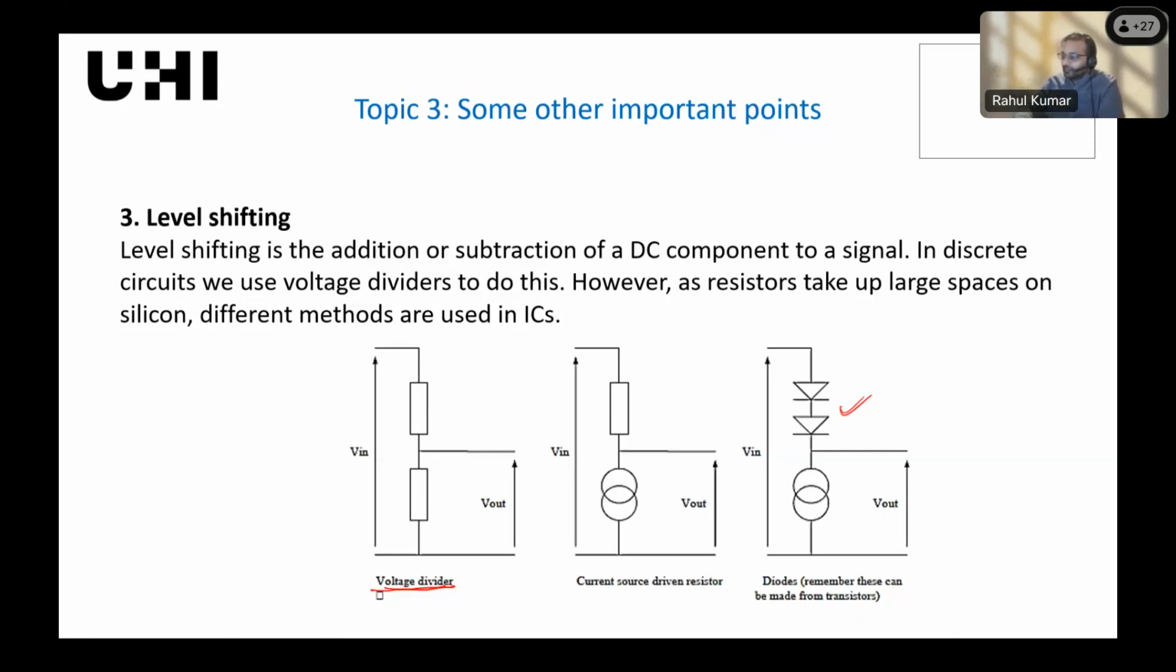Right? On the integrated circuit, power consumption is quite important. So that's why we do use quite a lot of transistors and diodes to implement the two resistors and build a level shifter.